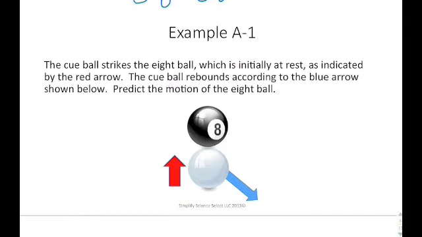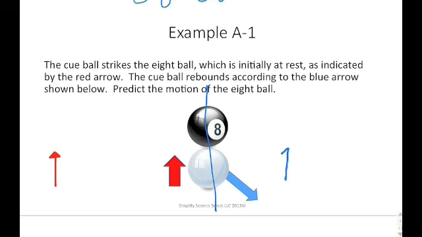So an example: the cue ball strikes the 8 ball, which is initially at rest, as indicated by the red arrow. The cue ball rebounds according to the blue arrow as shown. Predict the motion of the 8 ball. So you have the situation where you have momentum before. Momentum is defined as this red arrow.